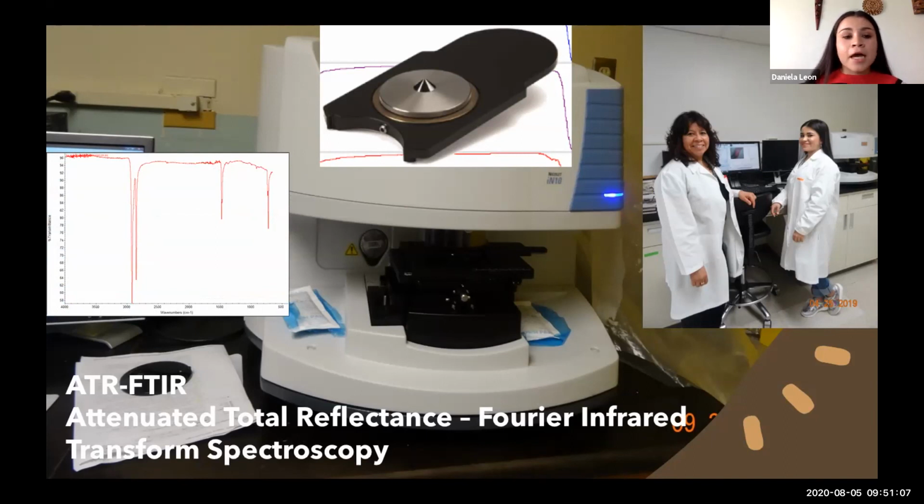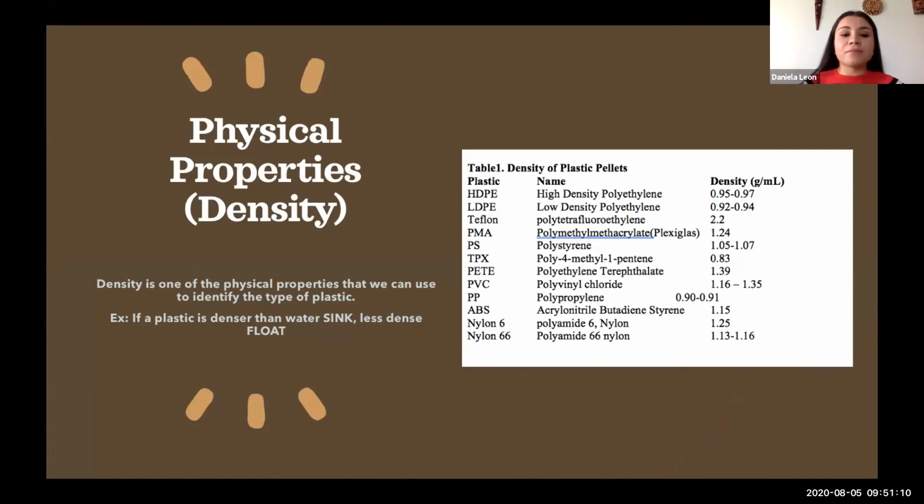However, for an easier method, we can use the physical properties of plastics. In this case, and for this laboratory experiment, we're going to take into account density. Density is one of these physical properties that we can use to identify the type of plastic. For example, if a plastic is denser than water, it will sink. If it's less dense, it will float. Here I have a picture of the different densities of the plastic pellets.